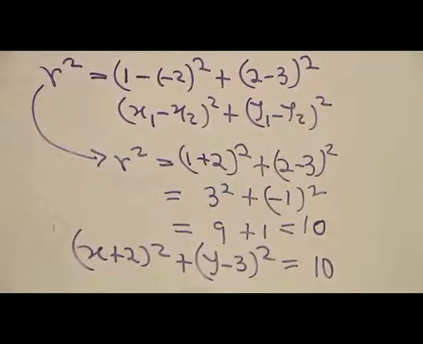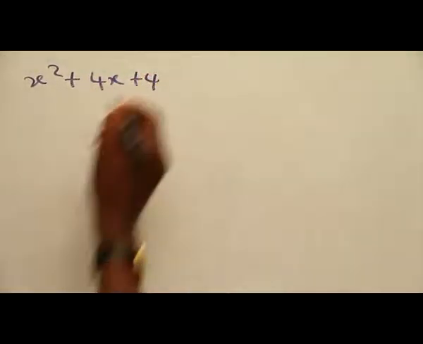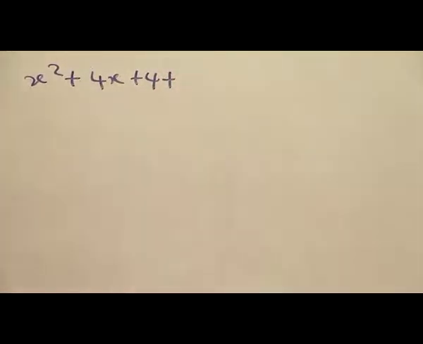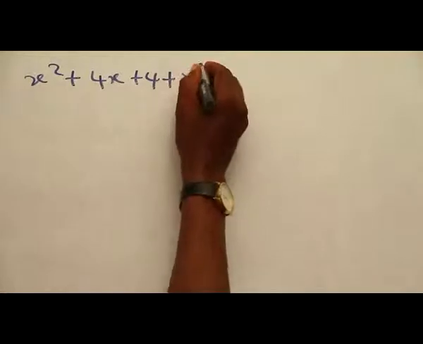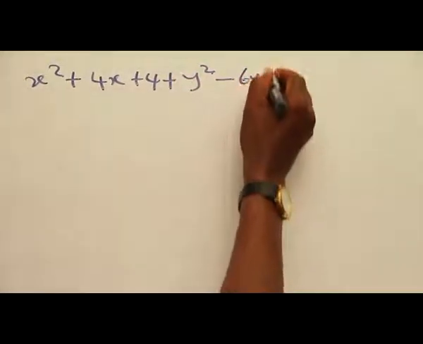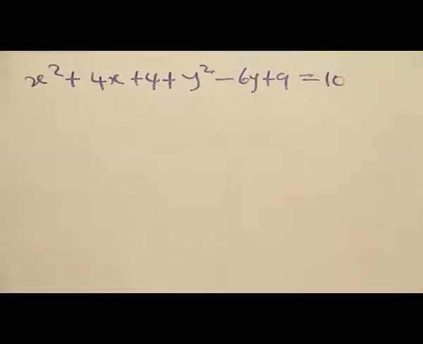We will now expand further and then simplify. So by expansion, this becomes x squared. Remember the expansion method which we have done earlier. So we have x squared, and that is plus 4x, and that is plus 4. Then we expand the second term, and that will be y squared, and that will give us minus 6y, and then plus 9, and everything here is equal to 10.